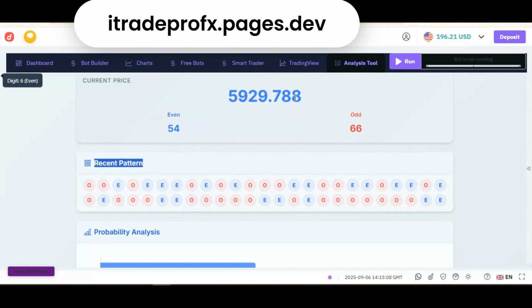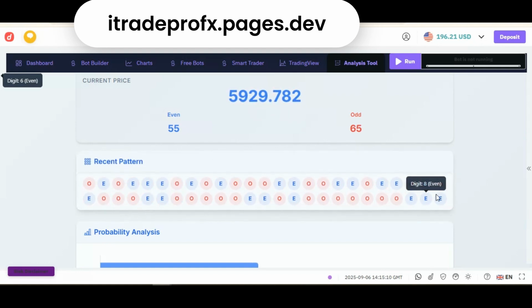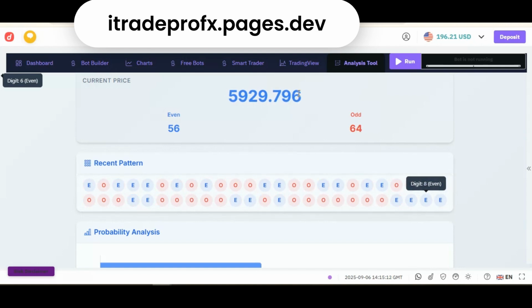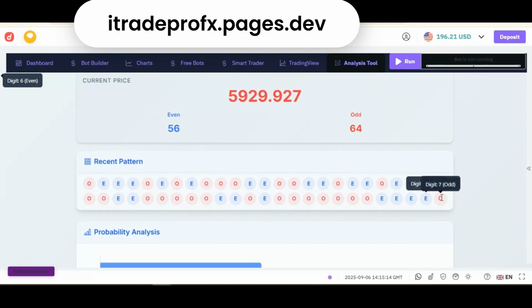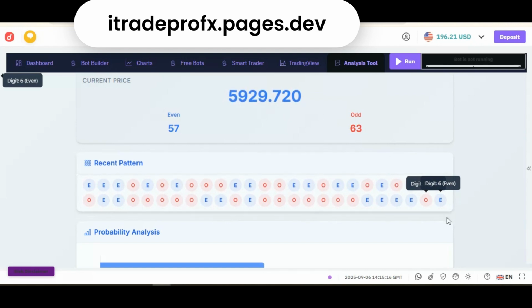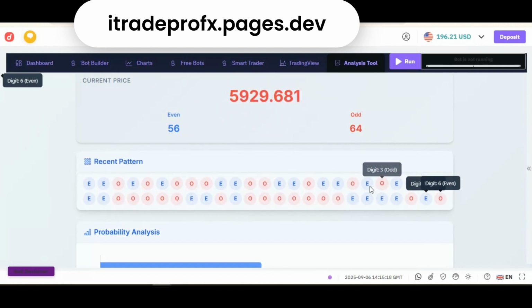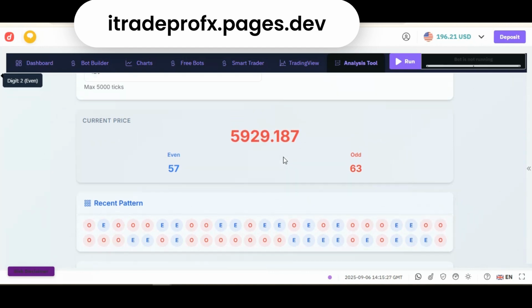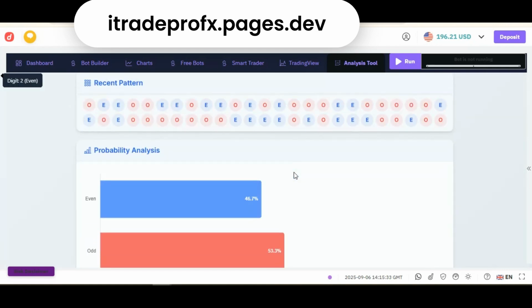At this point you can see this is digit 8, that is even. If it appears even here, the same thing is shown here. So you can see if it is odd, it shifts to odd; if it is even, it shifts to even. Since there are normally 5 even and 5 odd digits, the probability on Deriv is usually 50-50. That's basically the truth of the matter.